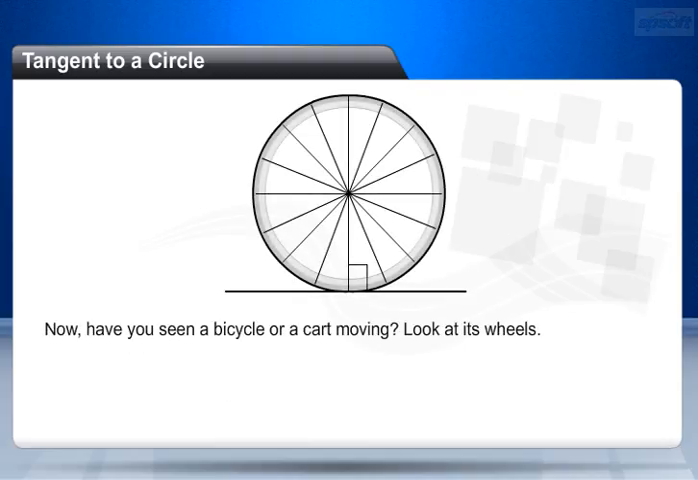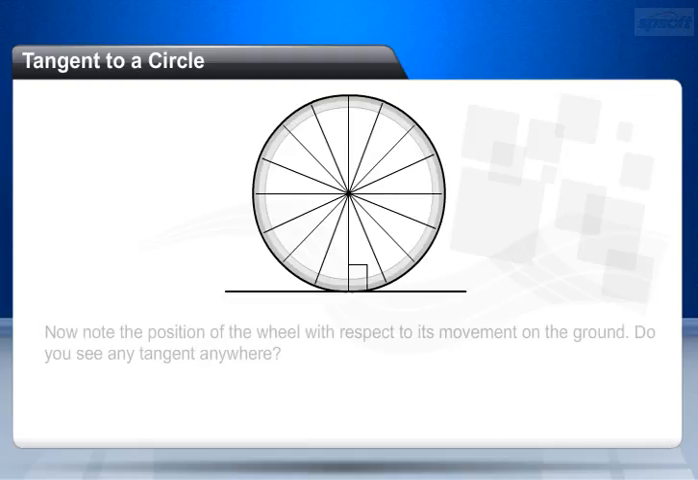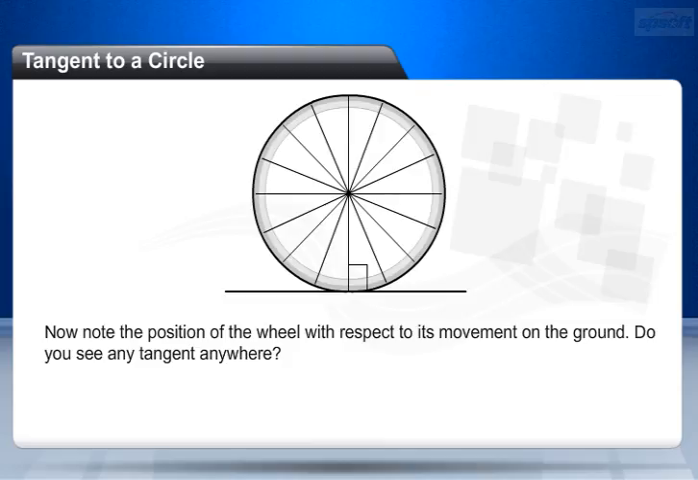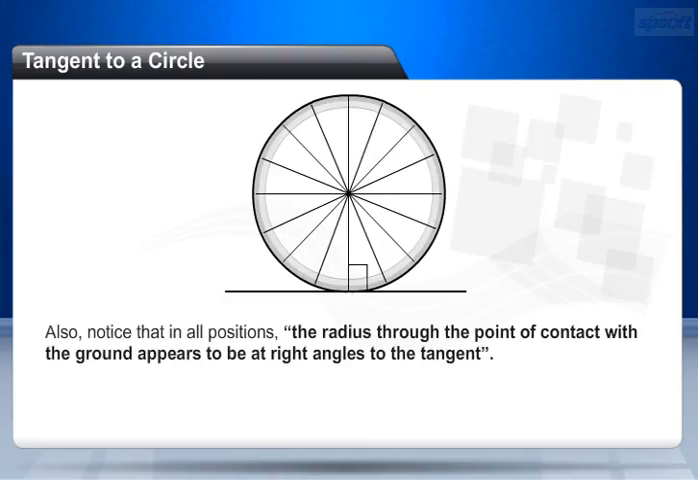Now, have you seen a bicycle or a cart moving? Look at its wheels. All the spokes of a wheel are along its radii. Now note the position of the wheel with respect to its movement on the ground. Do you see any tangent anywhere? In fact, the wheel moves along a line, which is a tangent to the circle representing the wheel. Also, notice that in all positions, the radius through the point of contact with the ground appears to be at right angles to the tangent.